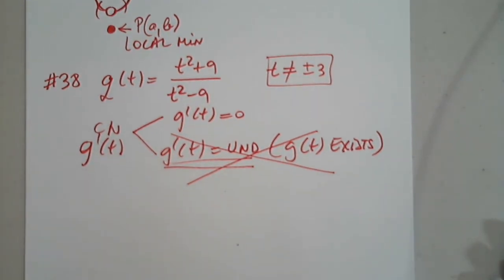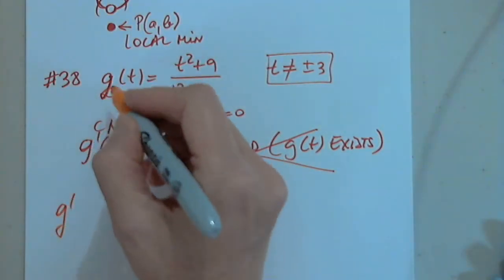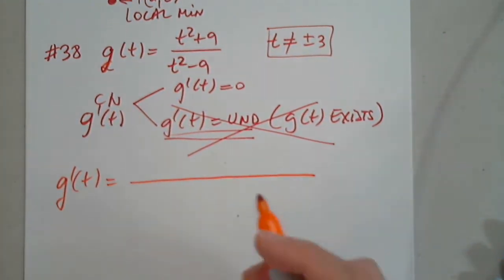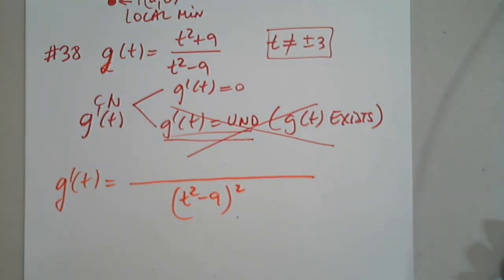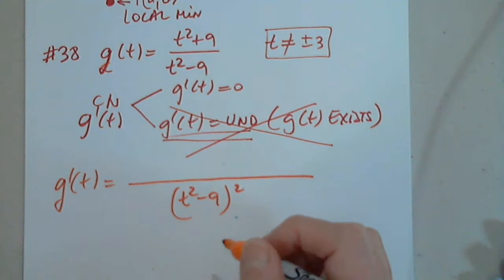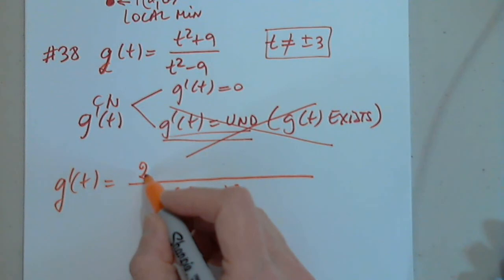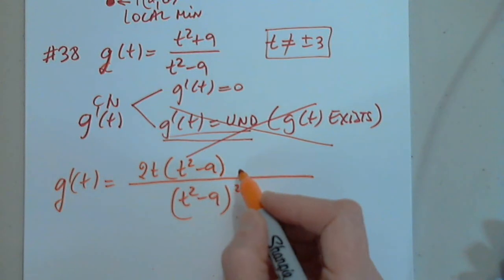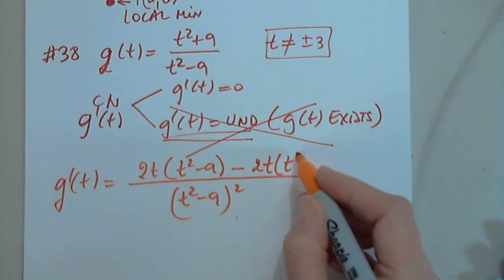Okay, so our next step is to find g prime. I think it was q, and I changed it to g. Sorry about that. Okay, g prime of t. Can anyone give us quickly the derivative? Just give me the first step for everyone to see. So g of t: 2t, the derivative of the top, times the bottom, minus the derivative of the bottom, which is also 2t, times the top.